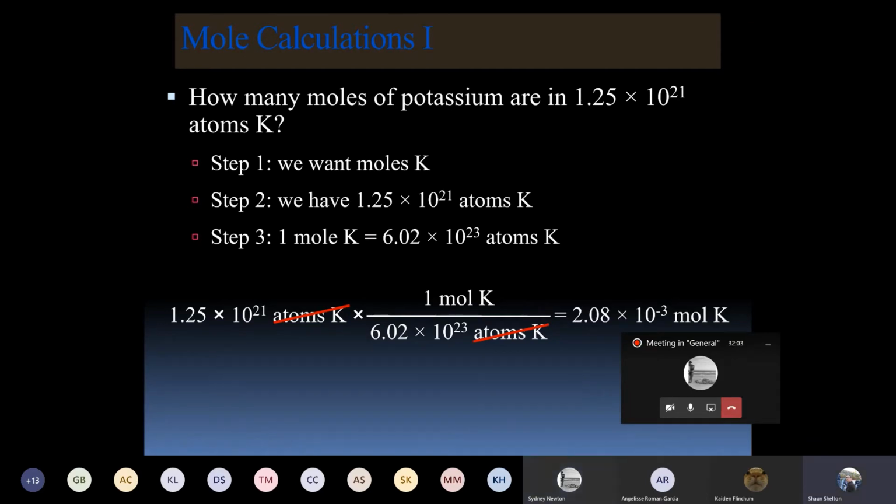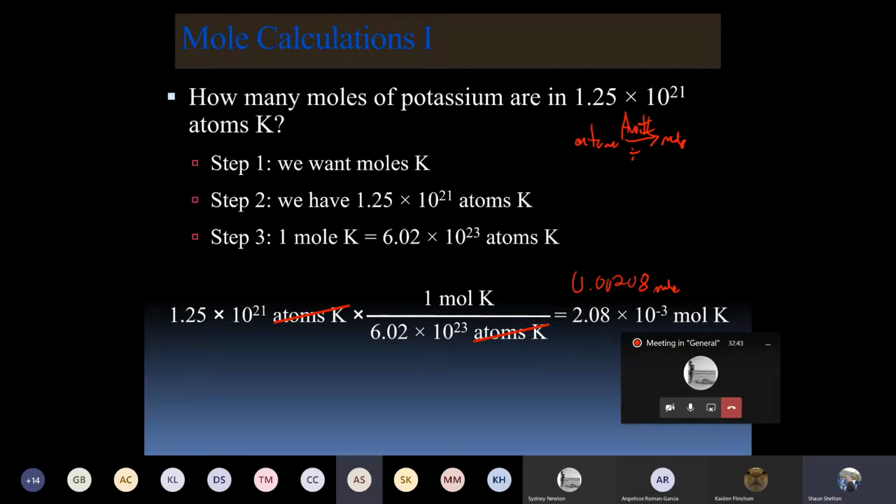How many of you did okay with that one? You could have got 0.00208. That would also be acceptable. So how many of you got that answer? That's what I got, and then I put it in scientific notation just in case. Either way is fine. So that's where we take the first one where you have atoms converting into moles, and then you divide by Avogadro's number.